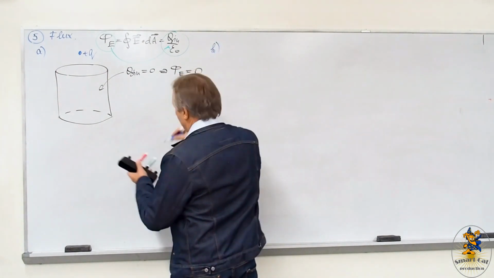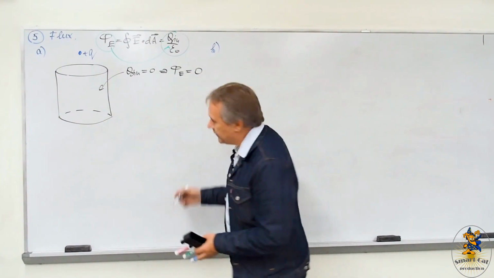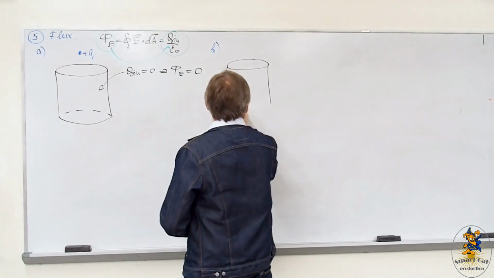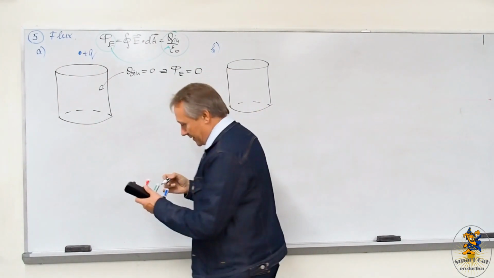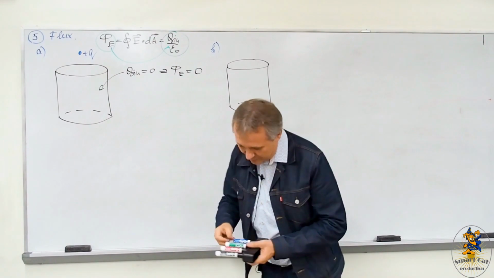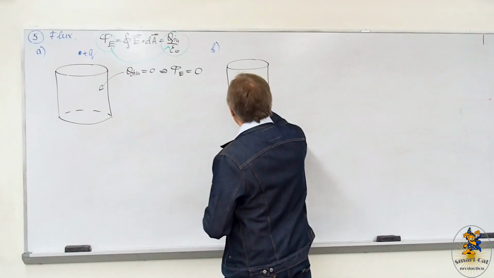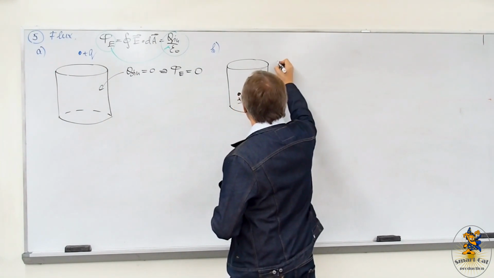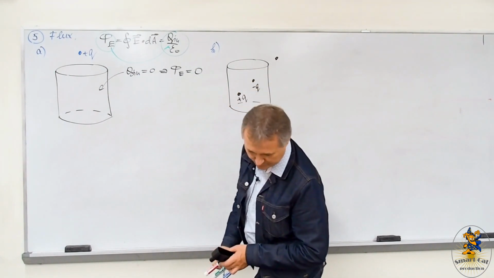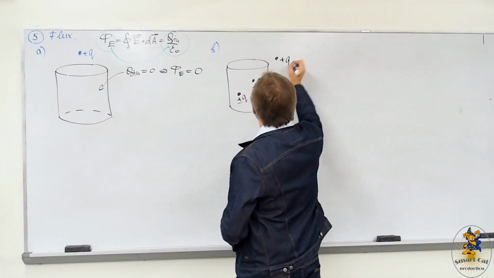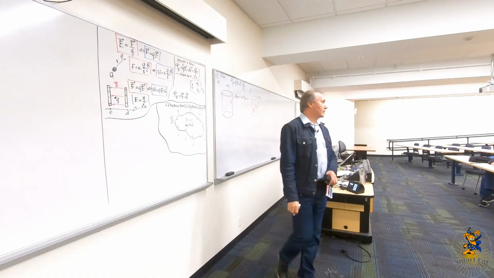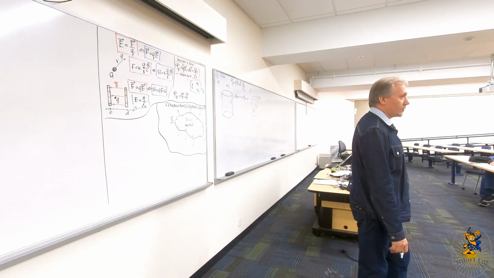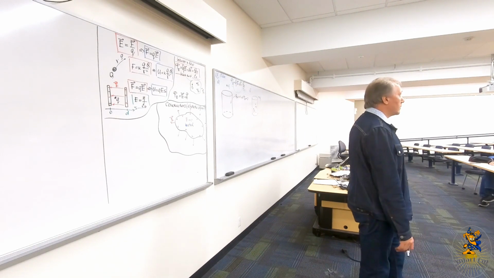Then, part B. What if we have this situation again, the same cylinder? I don't know, I started liking cylinders. And a few charges. Let me draw. So let's say this is plus Q, this is minus Q, and again, plus Q. The same question: what's the total flux through our cylindrical surface? 0, of course.